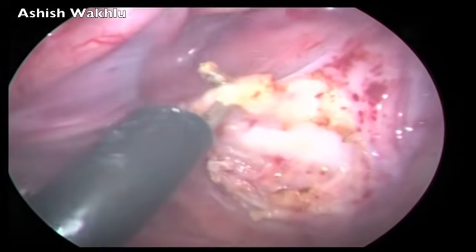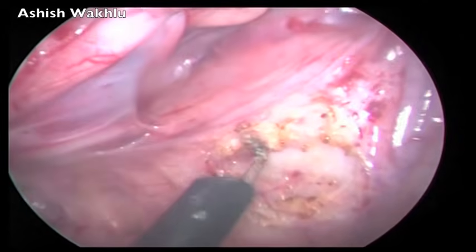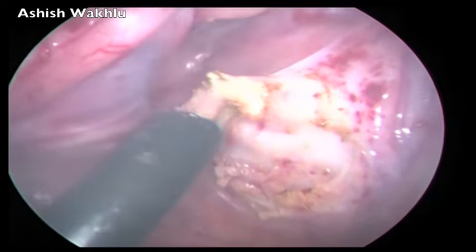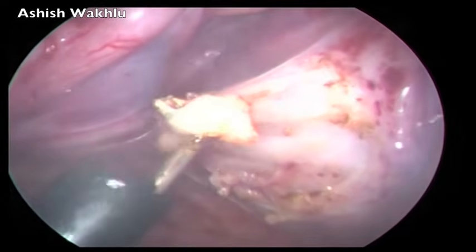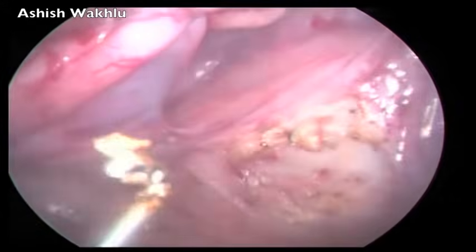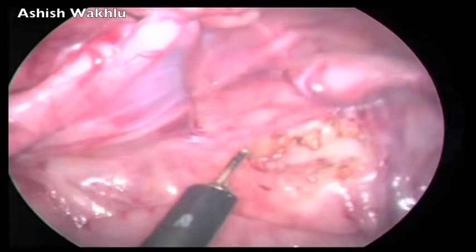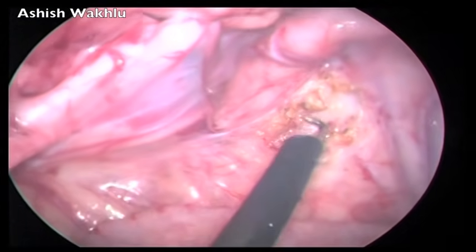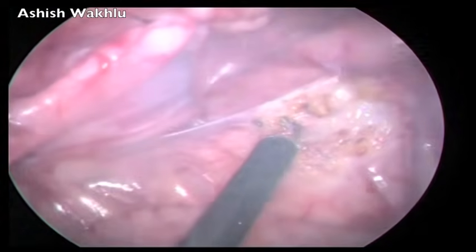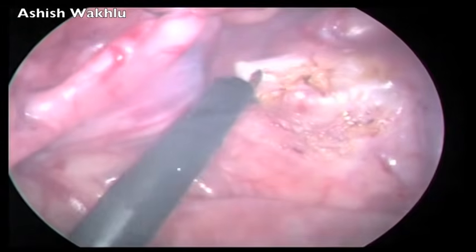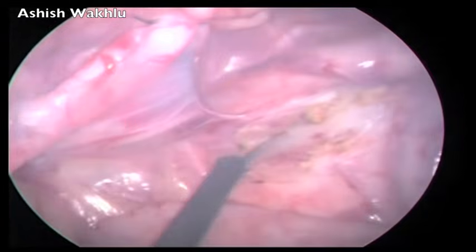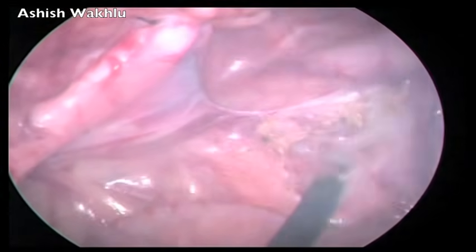However, if we had performed this operation by the open approach, he would have had a long infraumbilical incision as well as an incision to mobilize the sigmoid colon pulled up to the right hypochondrium, and a third incision to site the sigmoid colostomy. So despite the unusual situation, the decision was made to perform the procedure laparoscopically, thus cutting into the abdominal wall as little as possible.